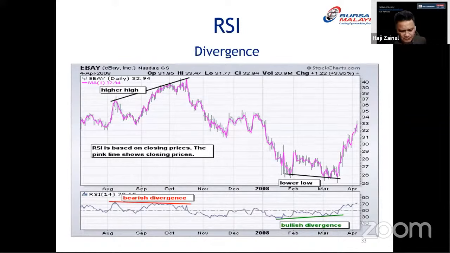So RSI uses the closing price. You can see that the pink line shows the closing price. It's just using all the closing prices. Okay. The next one is the bullish divergence.